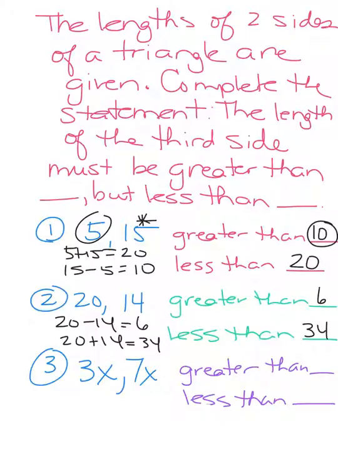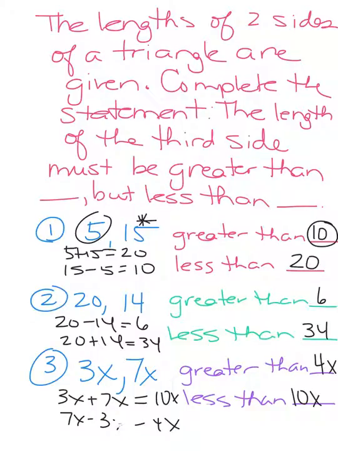We're going to do the same thing with number 3. Again, now I have a variable, but the rule is going to stay the same. 3x plus 7x gives me 10x, and then 7x minus 3x gives me 4x. So I know that the third side has to be greater than 4x, but less than 10x in order to have segment measurements that will form a triangle.